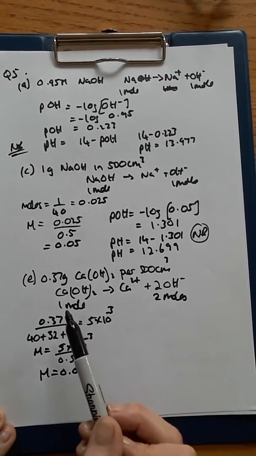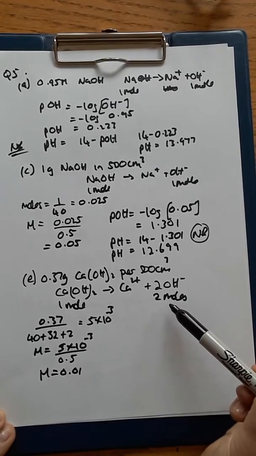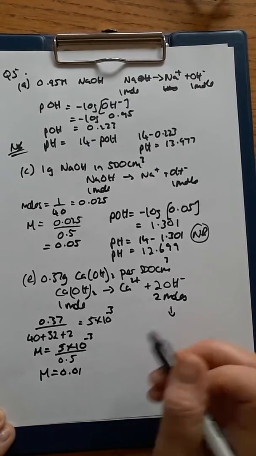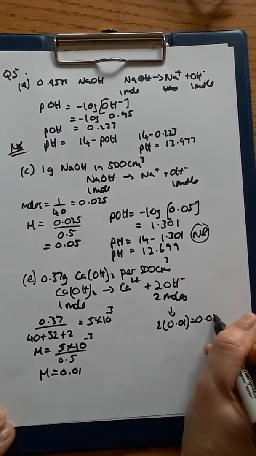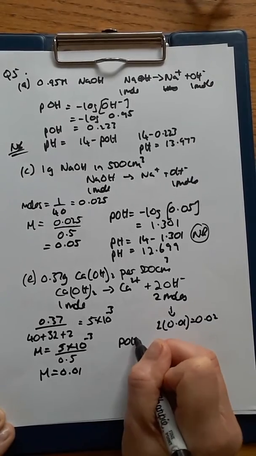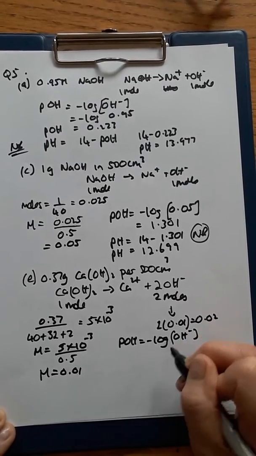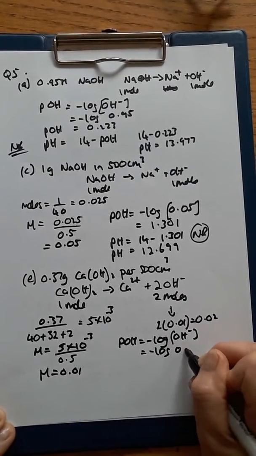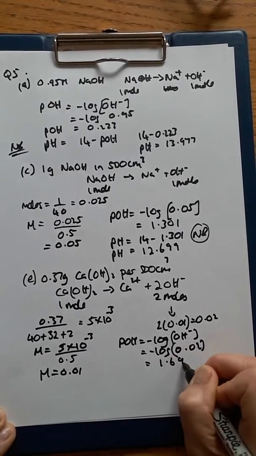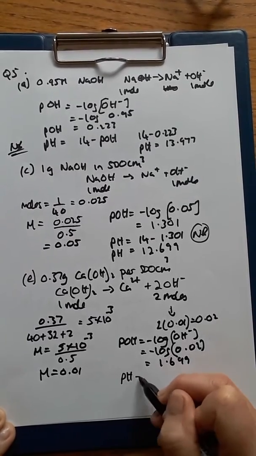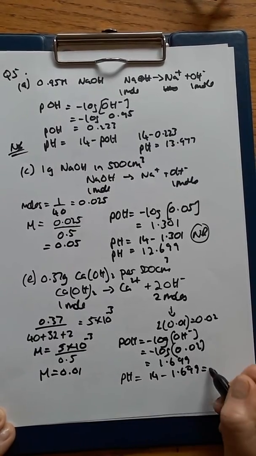Okay, so 0.01 moles of calcium hydroxide will give me twice as many moles of OH minuses. So the number of moles I have here, therefore, is 2 times 0.01. So that's going to give me 0.02. Okay, so my pOH is equal to minus the log of the OH minuses, which is going to be minus the log of 0.02. And when I put that into my calculator, I get 1.699. And then the pH is 14 minus 1.699. And that gives me 12.3.